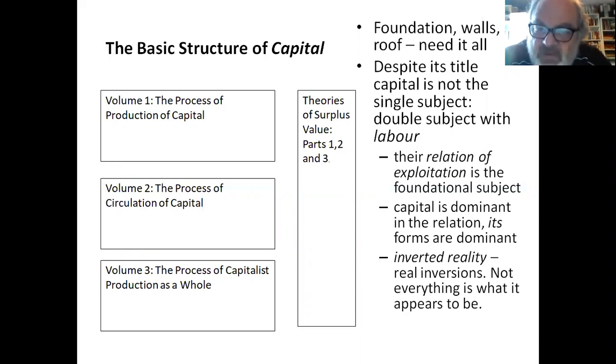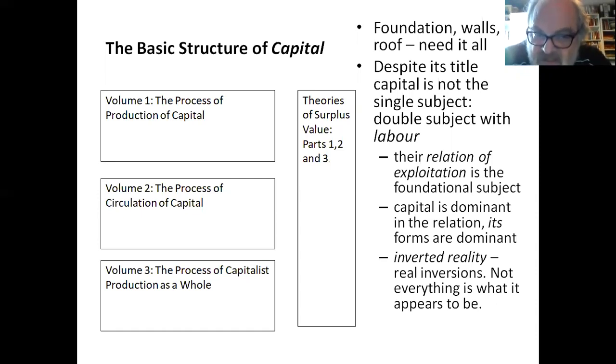Another major point about Capital: we don't have the possibility of a direct dialogue with Marx about this, but I do equivocate a bit on his choice of title for the book, because the book isn't about a single subject. This is a really important point, and a pretty obvious point, but let's make it. Capital has a double subject. It's about capital and labour, and in a way it's about capital's relation with labour.